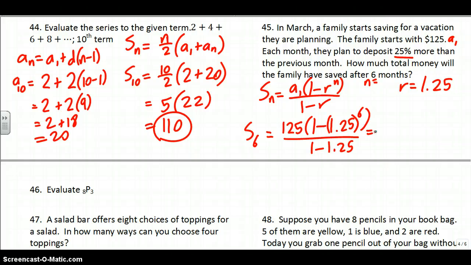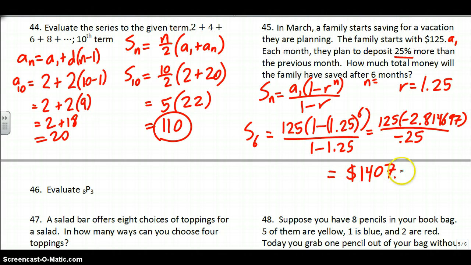Okay, so you kind of just have to plug this stuff in your calculator. So when I do 1 minus that inside, I get 125 times negative 2.814697. You can check that if you don't believe me. Over, this is obviously going to be negative 0.25. So basically just multiply that out. Take 125 times the answer in your calculator and divide by negative 0.25. You should get, we'll go ahead and write it down here, $1,407.35 roughly. Just really it's a calculator problem. Okay. That's how much they'll have saved.